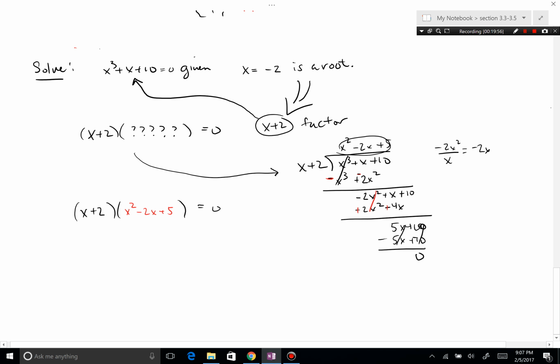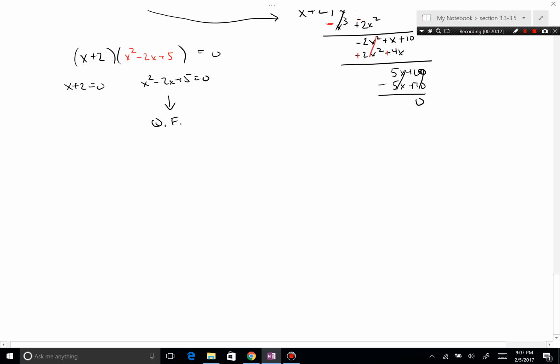So we end up getting this. Now, we know x plus 2 is going to equal 0. We get x squared minus 2x plus 5 equals 0. How are we going to solve this? Congratulations, guys. This is called the quadratic formula. Don't forget, it's still one of your tools, and it's still the ante to play.